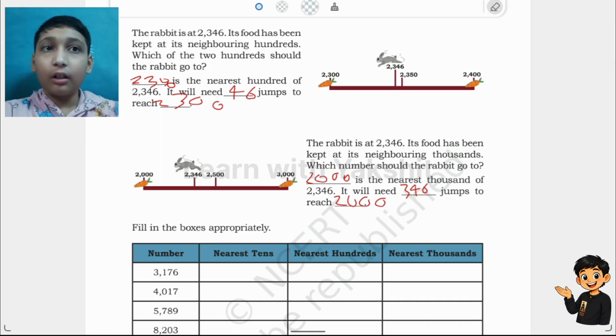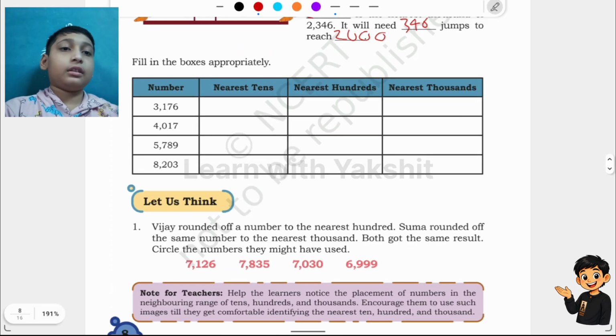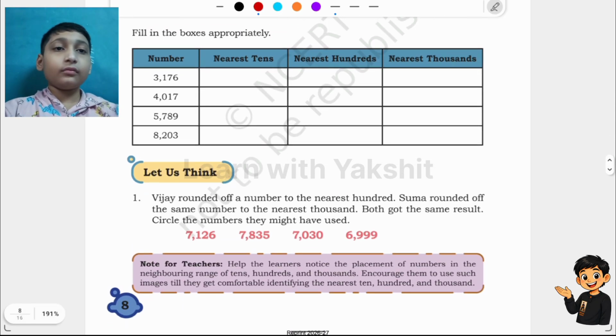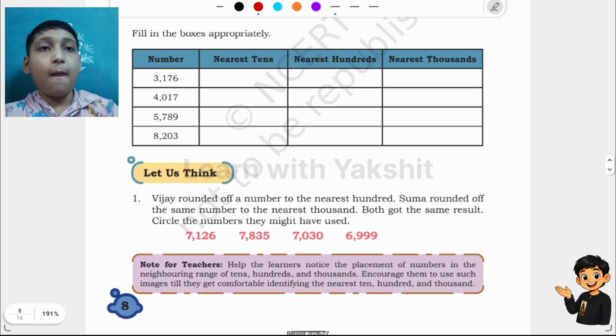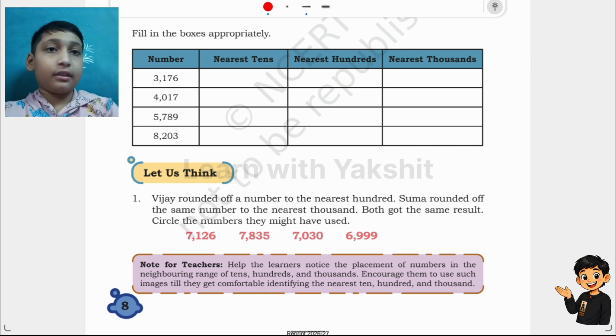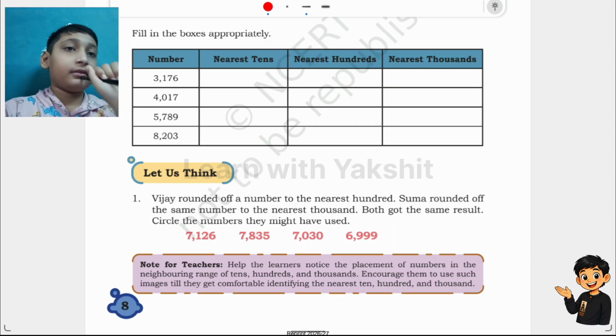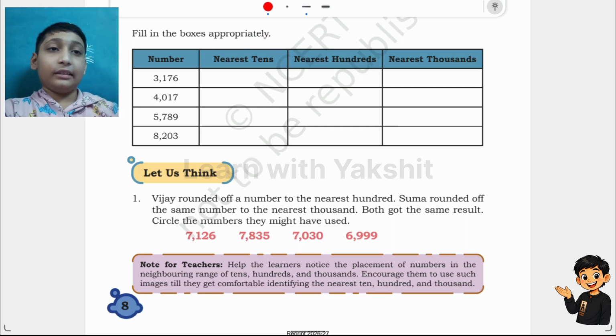Boom. Solved it. Now we are at this portion. Fill in the blanks appropriately. Now in this, we have to do it like this is the number. It's made of tens, hundreds, and nearest thousands.